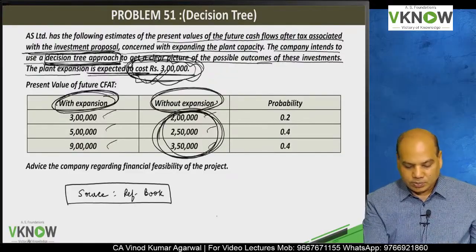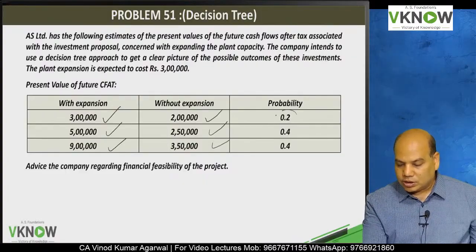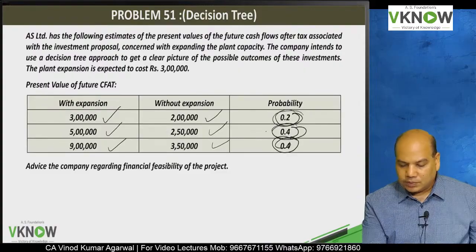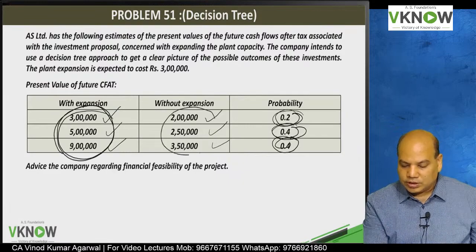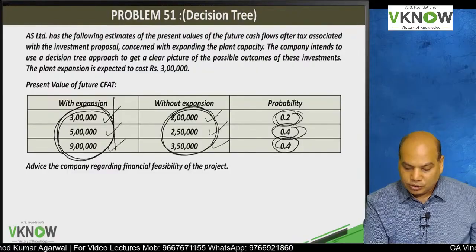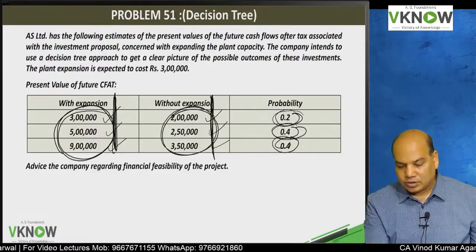And these are the NPVs. These are the present values given to you. These are the probabilities. So we will assume the same probability applies to this 3 number also, and the same probabilities apply to this 3 number. Sometimes they can give you different probabilities for with expansion and different probabilities for without expansion.